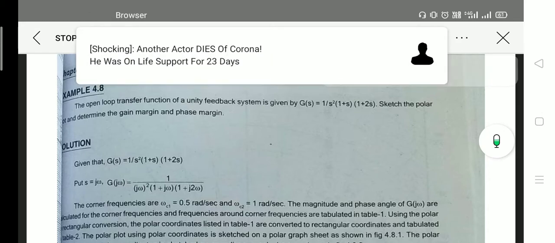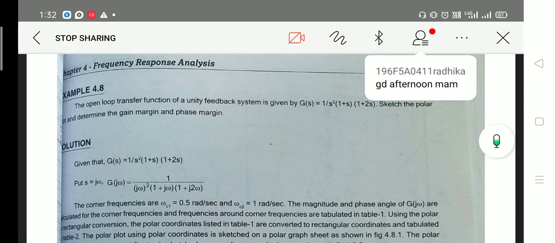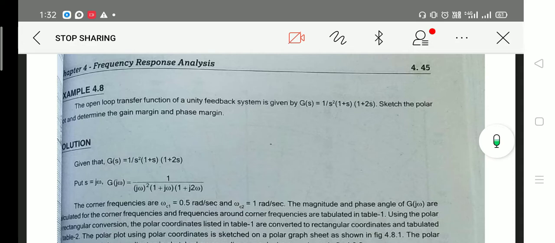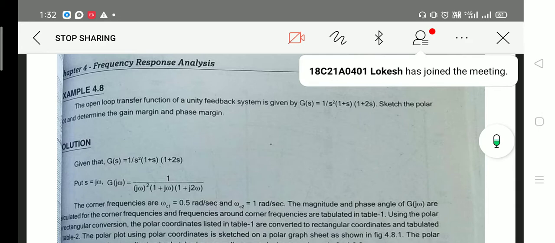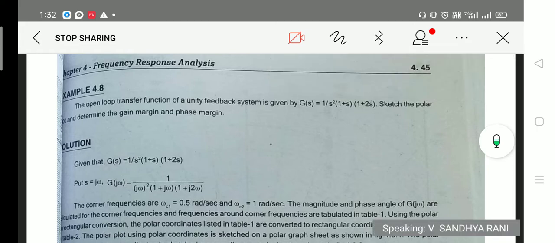In the last class, we discussed polar plot problems. Today we will discuss another model problem, polar plot only. The open loop transfer function of a unity feedback system is given by G(s) = 1 / (s square (1 + s)(1 + 2s)). Sketch the polar plot and determine the gain margin and phase margin.